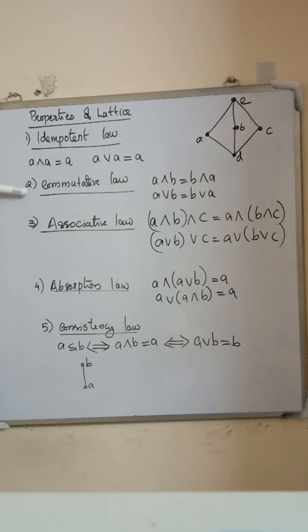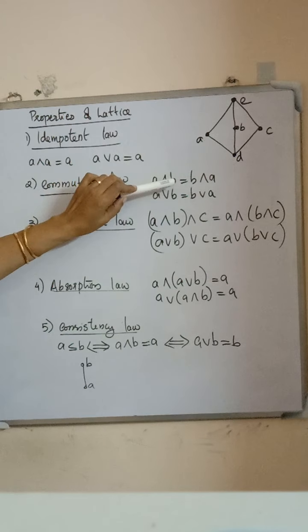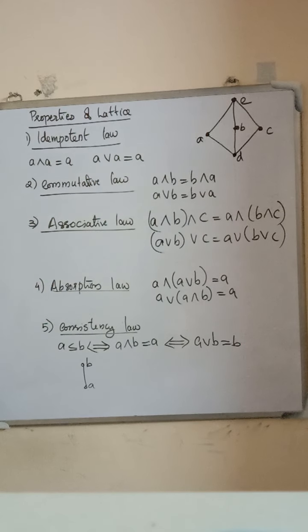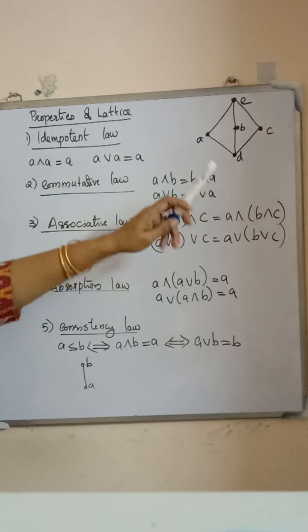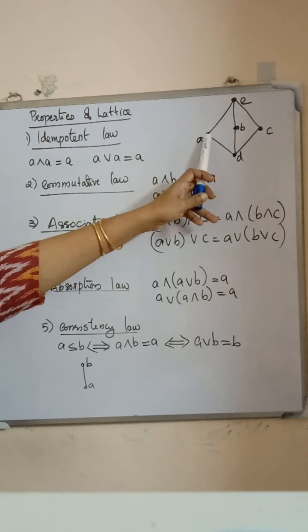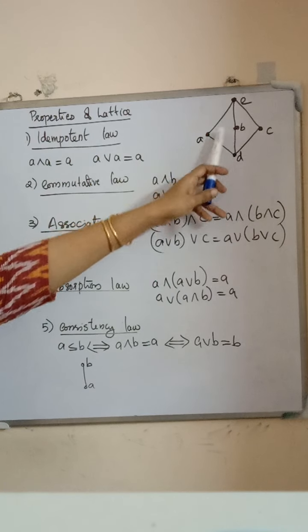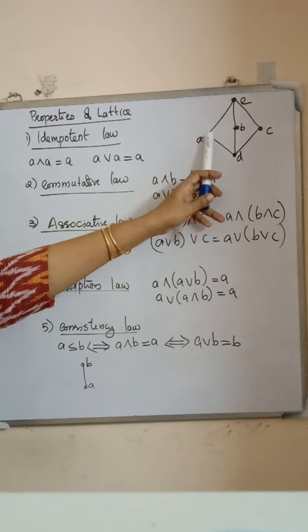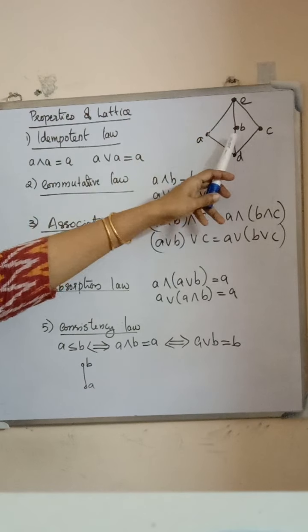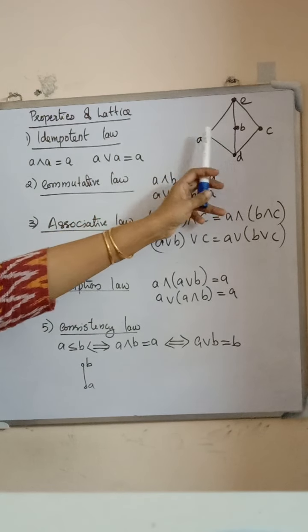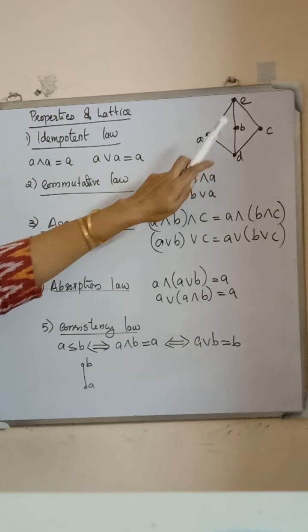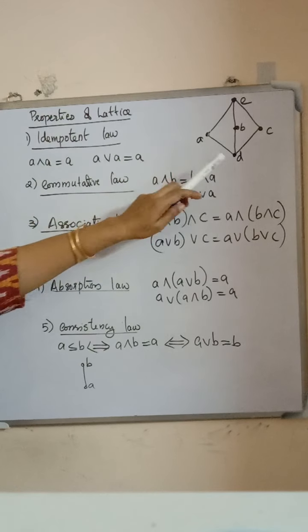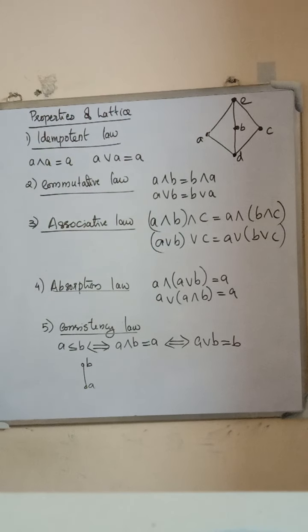Next is the commutative law. A meet B equals B meet A. Also, A join B equals B join A. For example, consider this Hasse diagram. Here A, B are two elements. What is A join B? A join B is E. That is the same as B join A. Also, A meet B is D. That is the same as B meet A, which is also D. So, the commutative law also holds for the lattice.